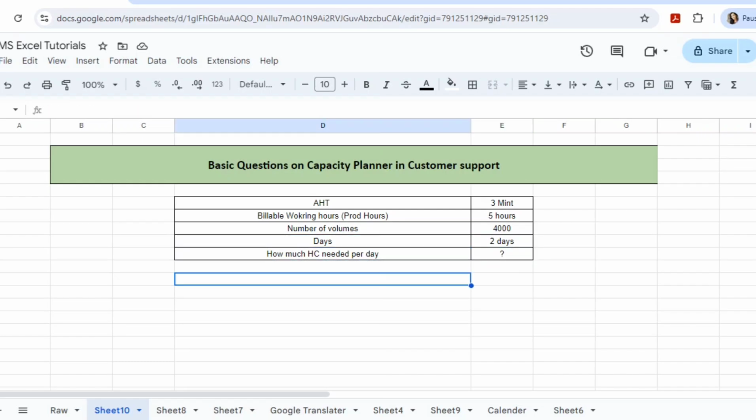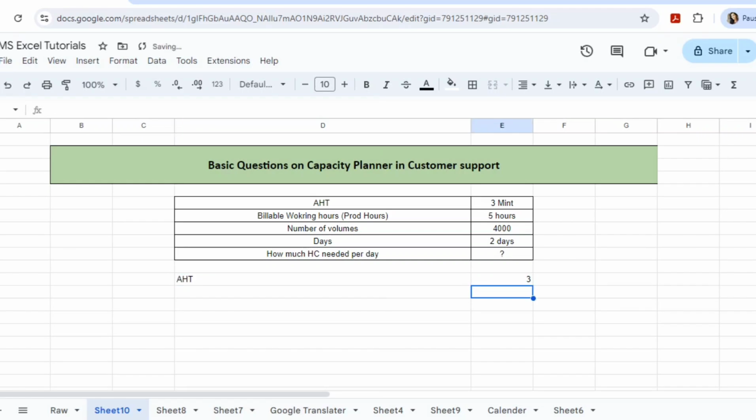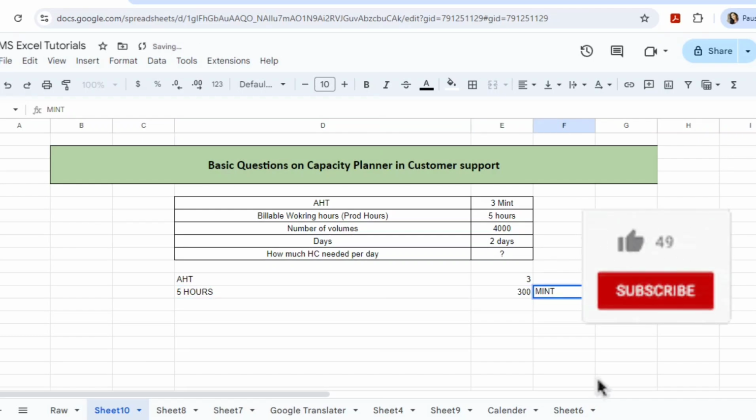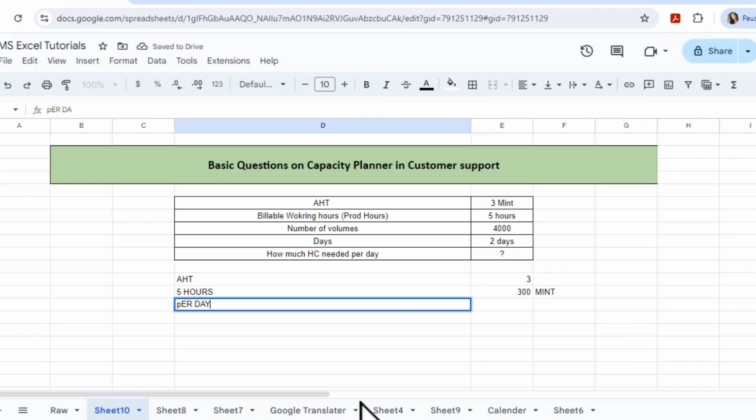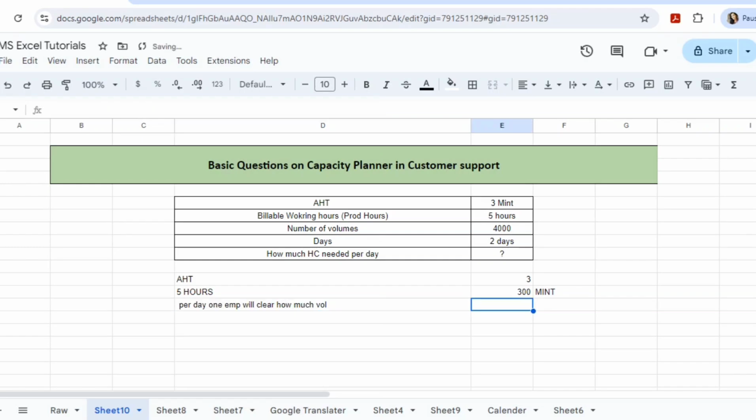So we have to calculate this. How can we calculate this? We will learn now. First, the AHT is 3 minutes and the working hours are 5 hours. Can we consider 5 hours as 300 minutes? Yes, 300 minutes. Per day, how much volume will one employee clear? Looking at the AHT and the working hours, it's quite simple: 300 divided by 3, which means 100 calls or 100 chats can be cleared by one employee in 5 hours if the AHT is 3 minutes.